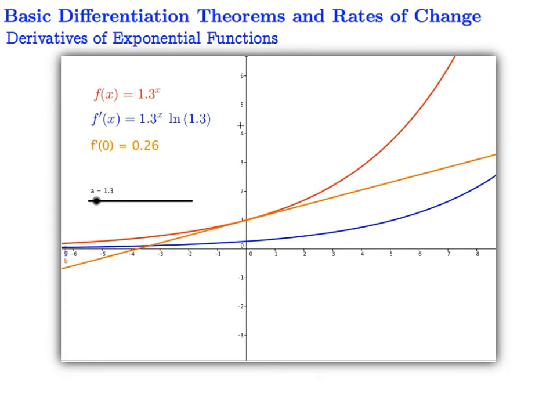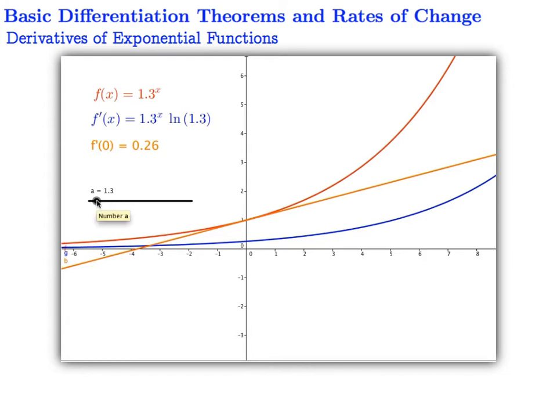So what we're going to look at here is the shapes of certain functions. In red, we have an exponential function, 1.3 to the x. In blue, we have the graph of the derivative of the exponential function, which seems to match up because the exponential function is always increasing, so the blue function is always positive. And in orange, we have the tangent line at the point (0, 1). And we see that the slope right now is 0.26.